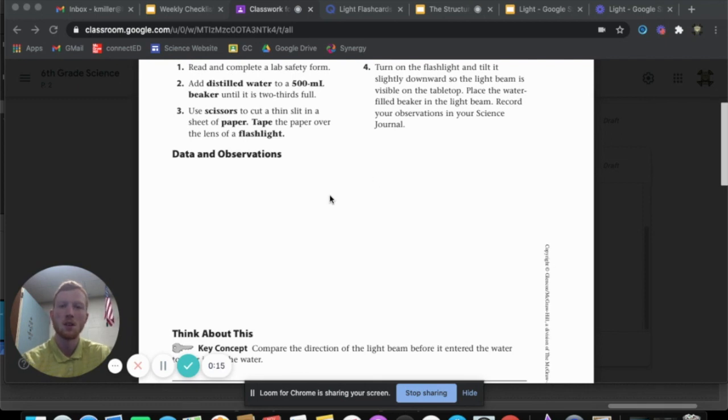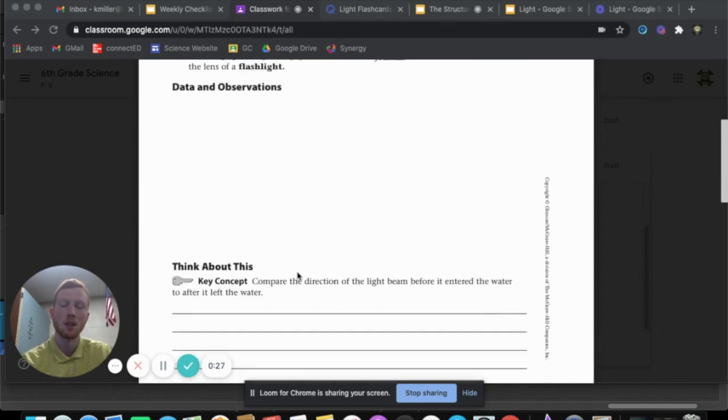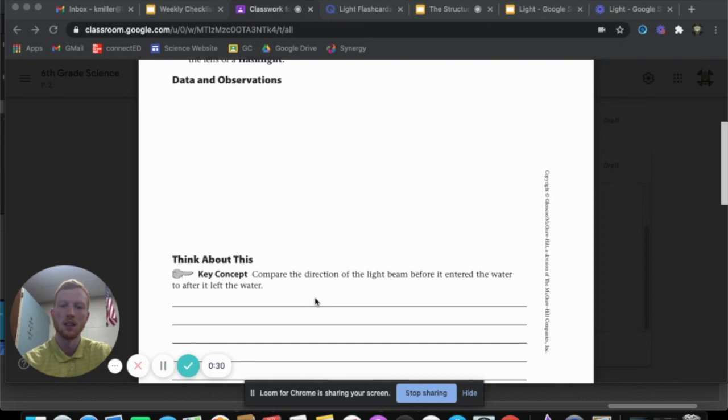Essentially, I'm just showing you a video of a laser going through water. Now, you have already seen that if we place a pencil in a beaker of water, it's not going to look like it's in a perfectly straight line, which brings me to my first question. It says, compare the direction of the light beam before it entered the water to after it left the water. Did it continue to go in a straight line whenever you were watching that video, or did it go in a different direction? That's what I'm looking for there.